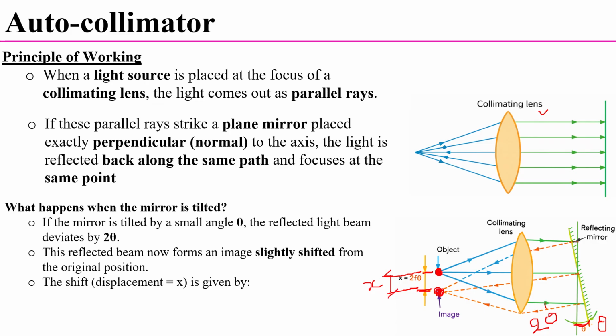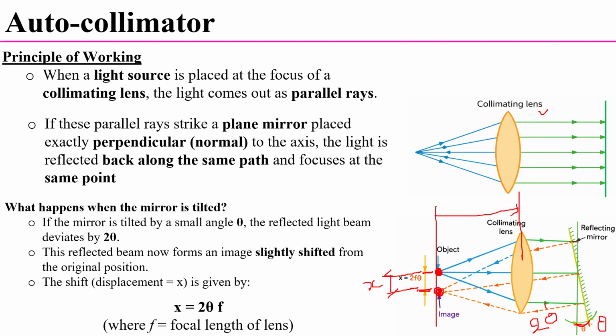So this shift, or displacement x, is given by x equal to 2 theta into f. Here f is the focal length of this collimating lens. So this is the focal length f, and the displacement x is equal to 2 theta into f.